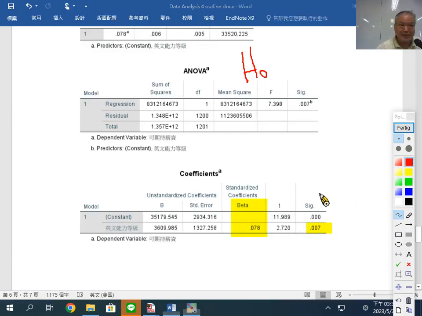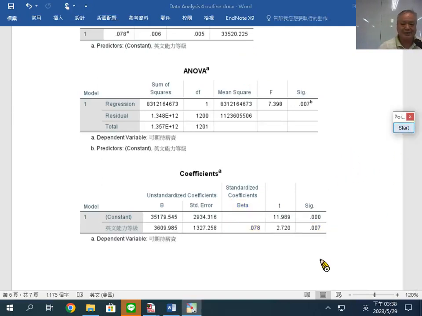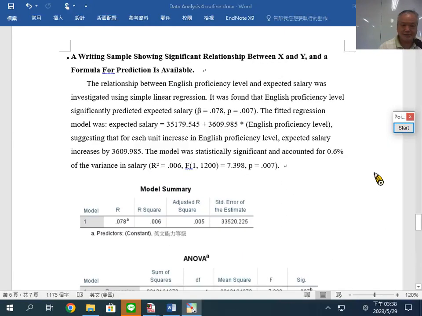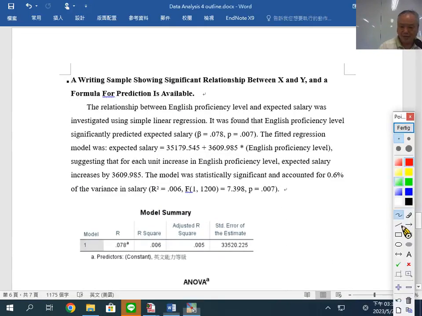So basically, the p-value is the most important part for us. And let's see. Here, let's come here. We say it was found that English proficiency level significantly predicts expected salary, and the beta value is 0.078, and the p-value is 0.007. And you can find the two numbers from here, right?